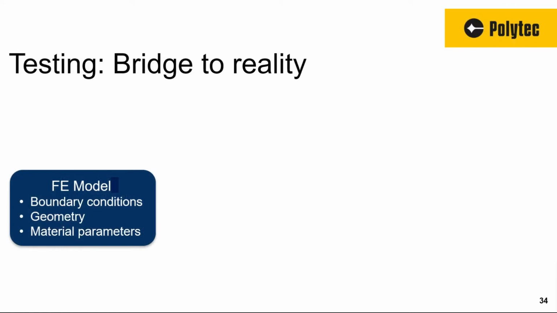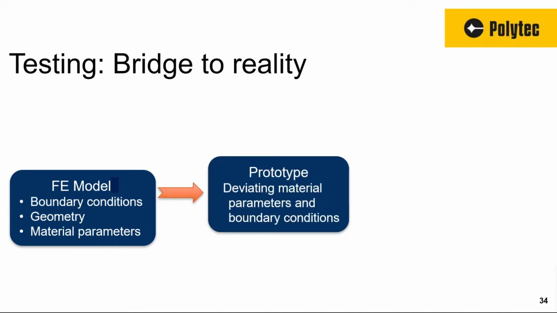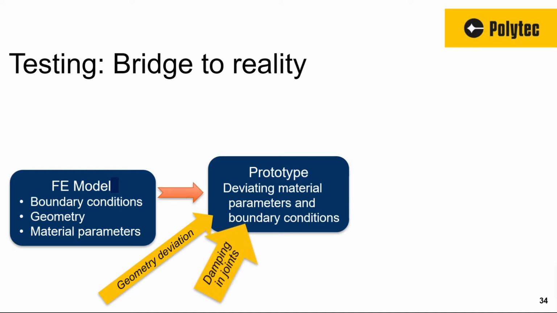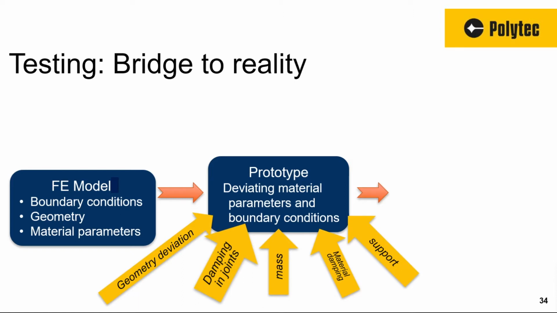So if you have an FE model, as we said, we have the parameters, boundary conditions, geometry, and then we build a prototype with deviating material parameters and boundary conditions. Geometry deviations play a role. Think about casted materials, damping in joints, that's a very prominent issue. And we have, of course, the mass itself, material damping, and the support of the test structure. Mass is easy to check. Put your prototype on a scale and see if it correlates to the mass you have calculated in your model.